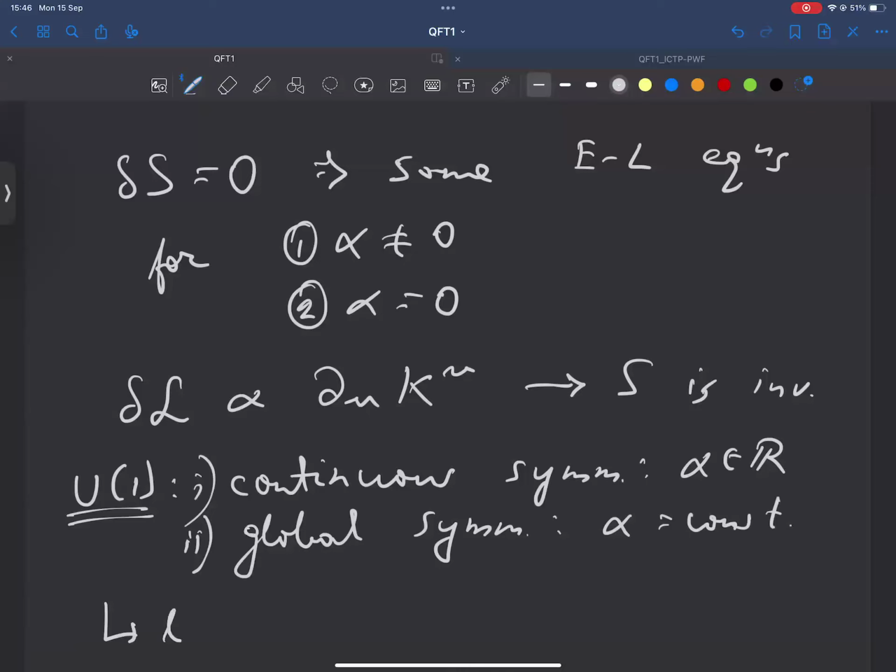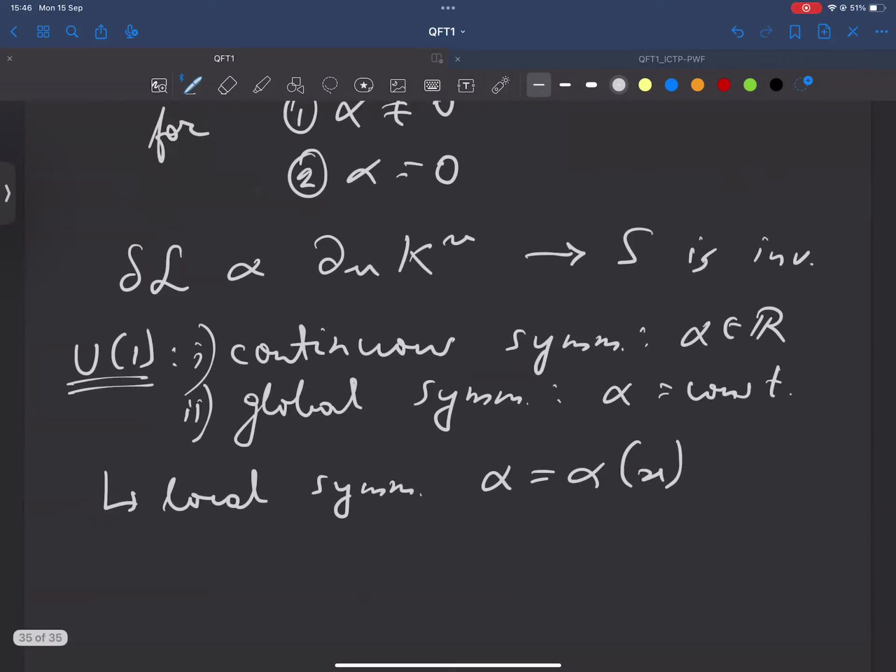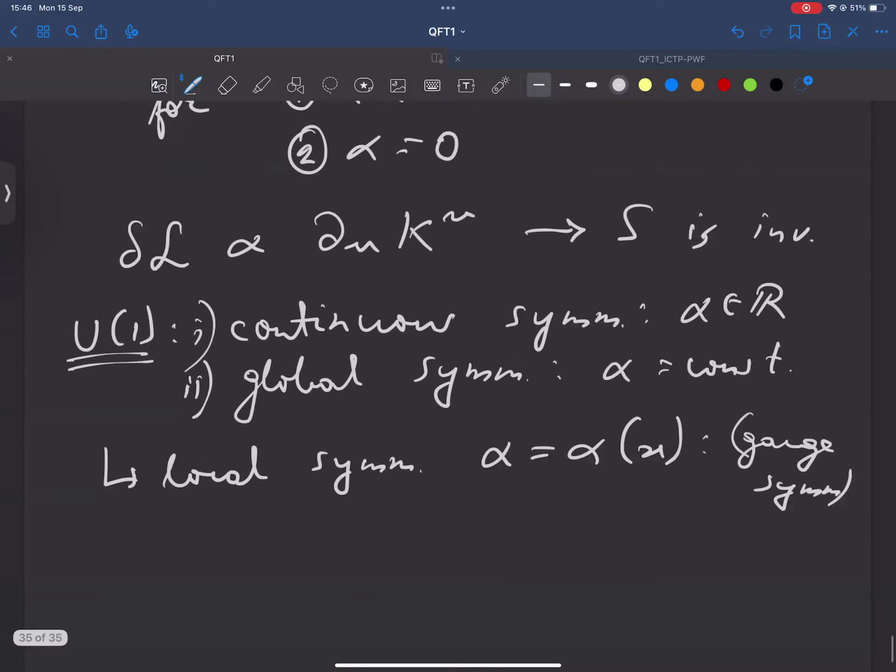To contrast, a local symmetry will be the one that is dependent on space-time point in this way. But you will see later in the course that such symmetries have a different name, called gauge symmetries, but we will not discuss this here at all. Okay.